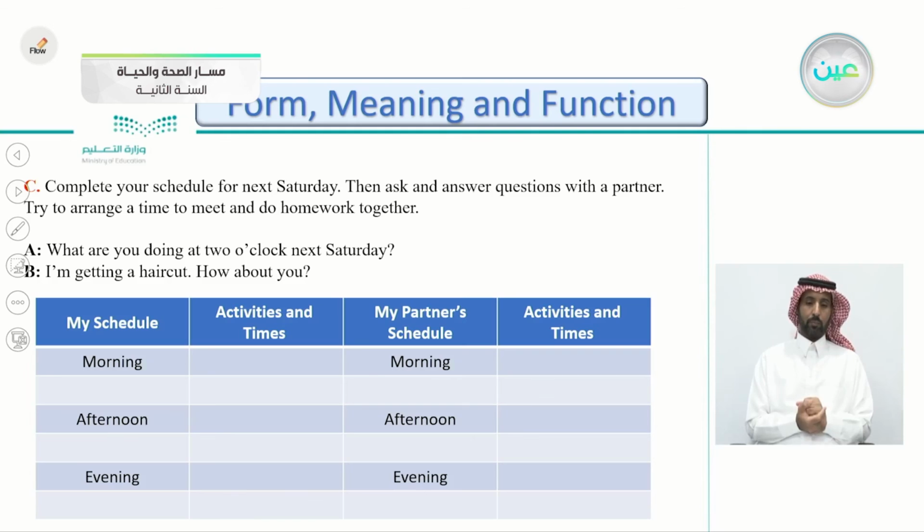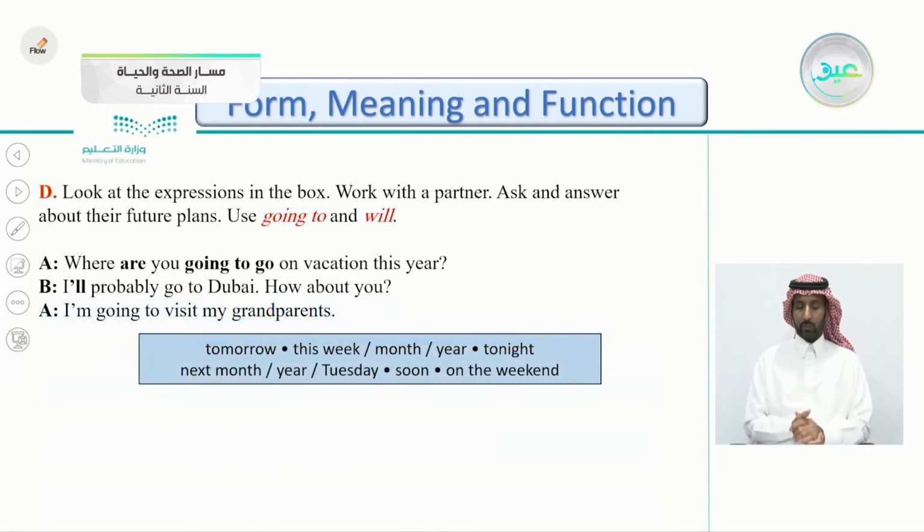Morning, afternoon, evening, activities and time. My partner's schedule, morning, afternoon, and evening. And you have also the activities and time. So you can fill them and compare it with your partner. Look at the expressions in the box here. Work with a partner, ask and answer about their future plans. Use going to and will. You can use either going to or will. This is an example here.